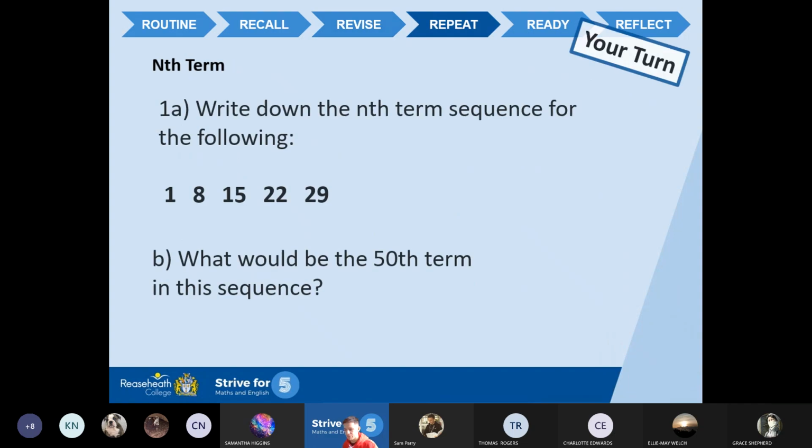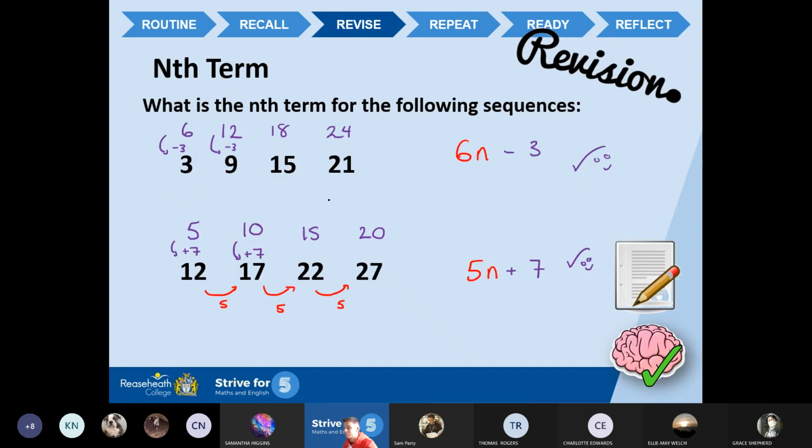Excellent question, Ellie. Ellie's just asked, what does it mean by the 50th term? Let me use one of these, for example, from the start. Let's say I wanted the 50th number in the sequence at the top. I take 6, I times it by the number 50, and then I take away 3. So 6 times 50 is 300, take away 3 is 297. So essentially, work out your nth term and substitute the number 50 into that expression that you've given yourself, and then do the maths. I kind of chucked you in at the deep end there, I do apologise. See what you can do. If you've got it right, excellent. If you've not got it right, don't worry, because I've not taught it to you yet, and it might be something you did a while ago.